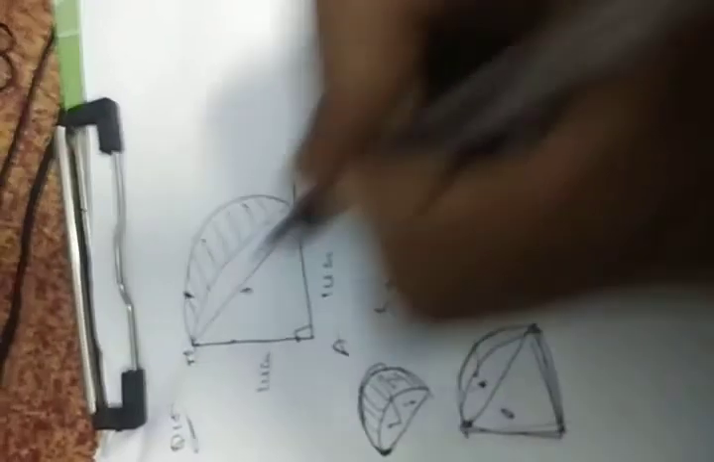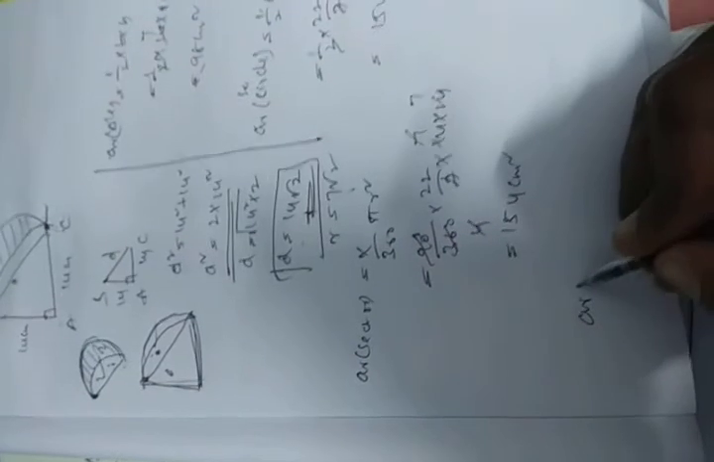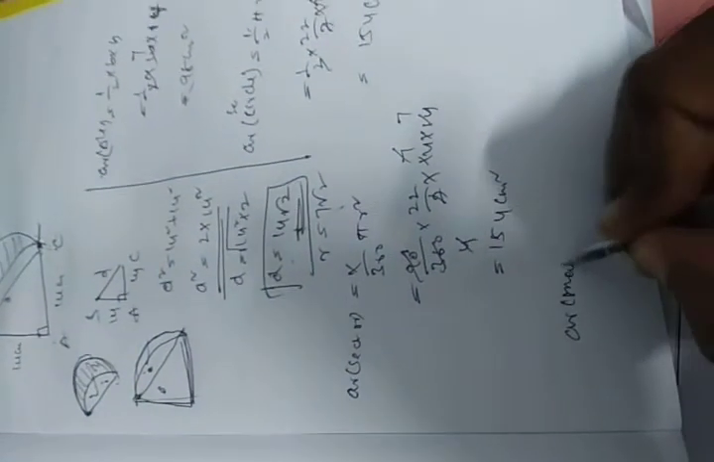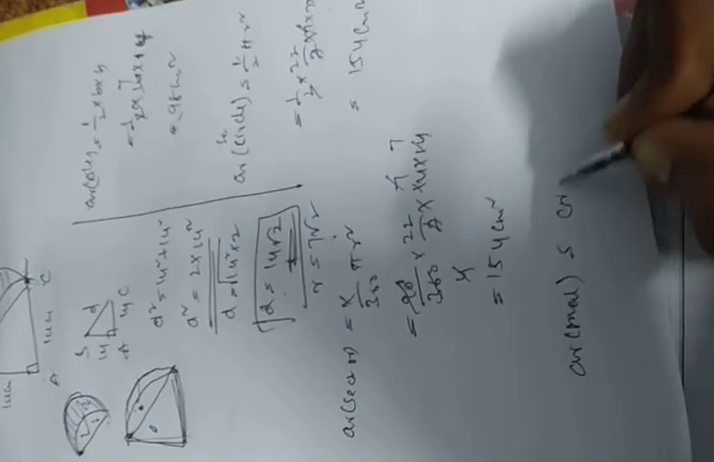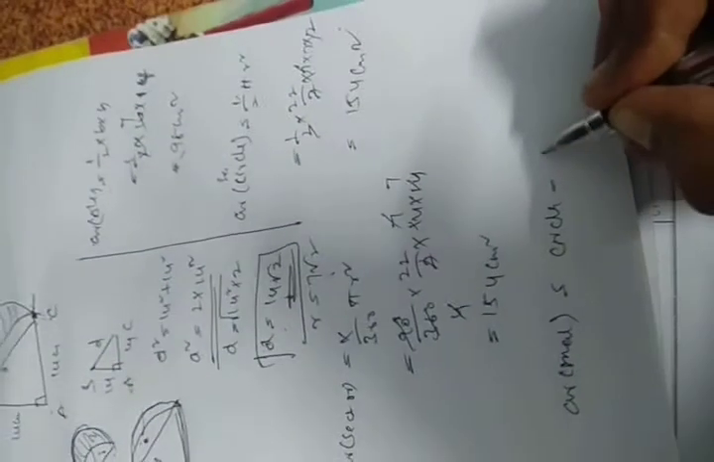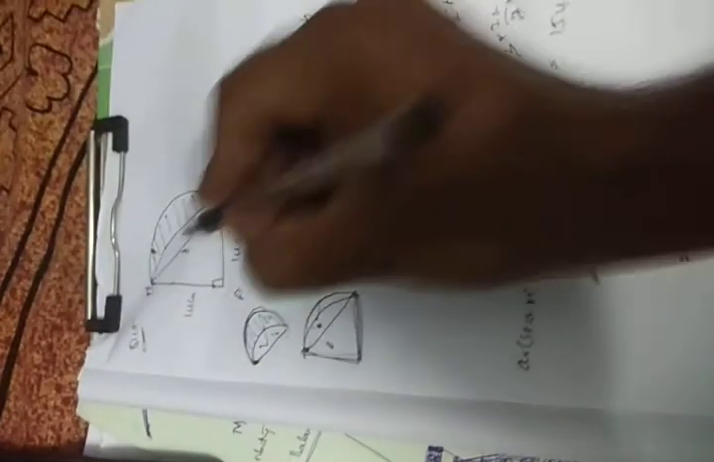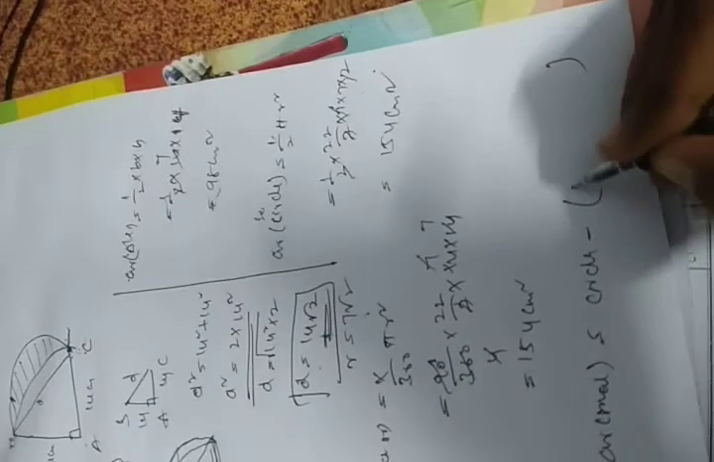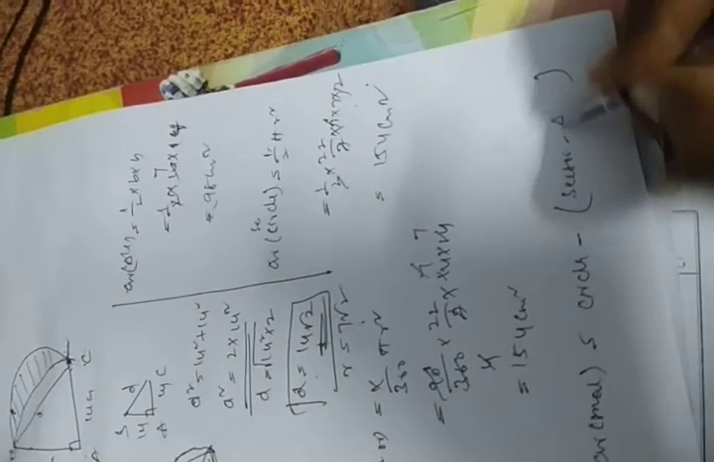Look at here carefully. Once again I repeat. From the semicircle I need to eliminate this. How am I getting this? Total minus this triangle. Area of the shaded portion is equal to semicircle area minus, what we have to eliminate from that, this area. This area how am I getting? Again, sector area minus triangle area.